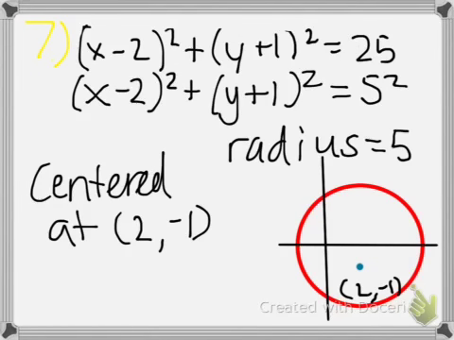In problem 7, the problem is x minus 2 squared plus y plus 1 squared equals 25. What you'd want to do is rewrite the equation as x minus 2 squared plus y plus 1 squared equals 5 squared. We see here that this is the equation of a circle of radius 5 centered at 2, comma, negative 1, x being 2 and y being negative 1.